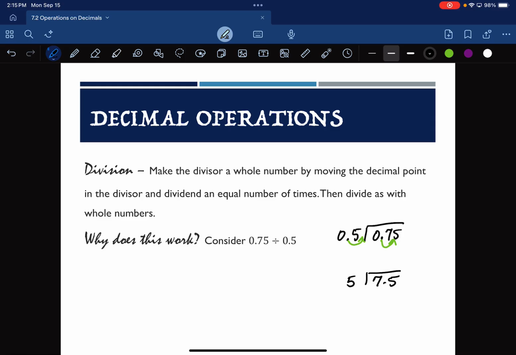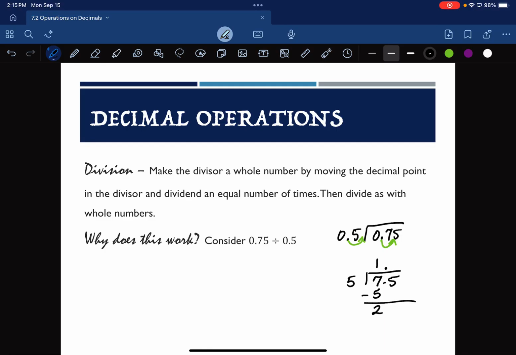Okay, everybody good? And then it says we're going to divide as with whole numbers. So the decimal point that we see here is going to come straight up. That part's not as with whole numbers because we didn't have decimal points when we were working with whole numbers. But aside from that, this 5 goes into 7 how many times? Once. So we're going to put a 1 on top. 1 times 5 is 5. And then 7 minus 5 would be the 2.